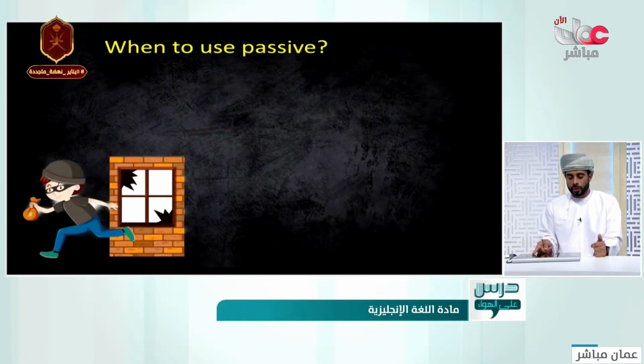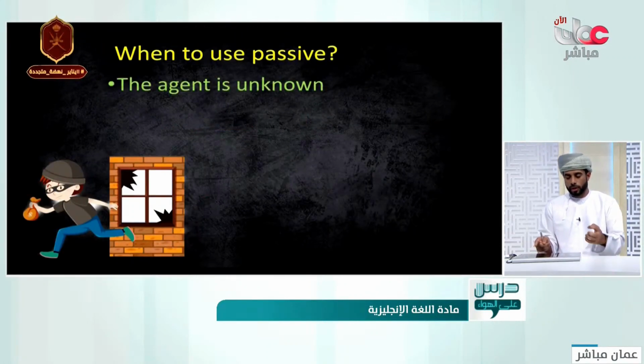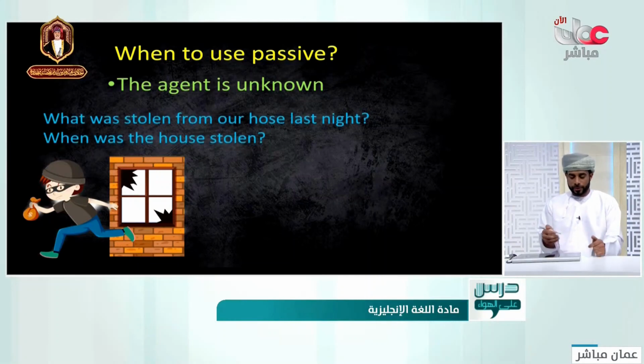Another usage is to talk about an agent that is unknown. We don't know the doer. Someone stole the house. The house was stolen. I don't care about the person who stole it. I care about the house that was stolen. So, what was stolen from our house last night? Or when was the house stolen? I don't know him. I just care about the one or the thing that received the action.